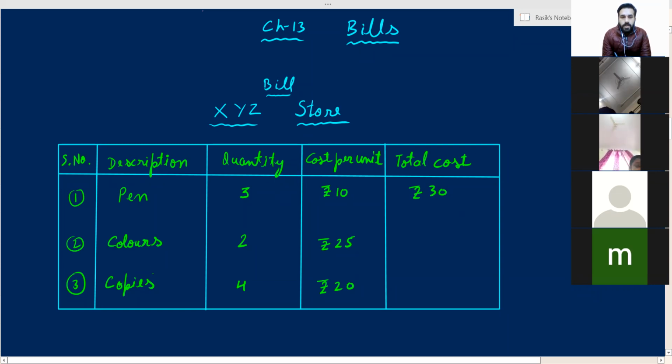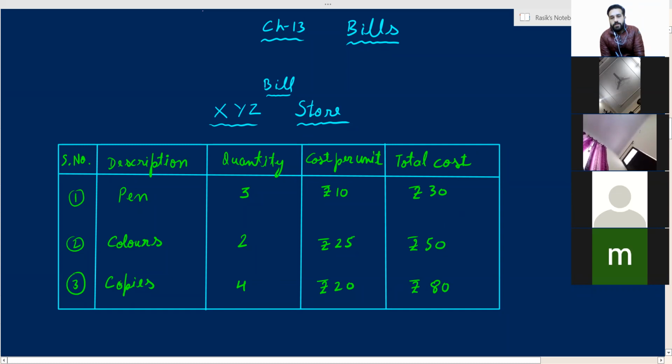Yes. Colors: if you have bought 2 packs of colors and the price of each pack is rupees 25, the price of 2 packs will be 2 into 25, rupees 50. Very good. The price of each copy is rupees 20 and therefore the price of 4 copies will be 4 into 20, rupees 80. Very nice.